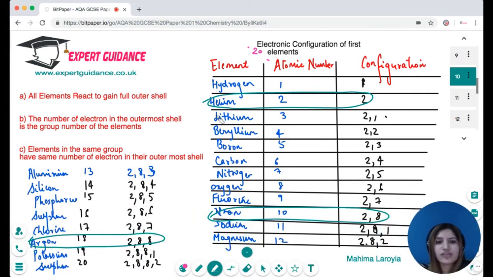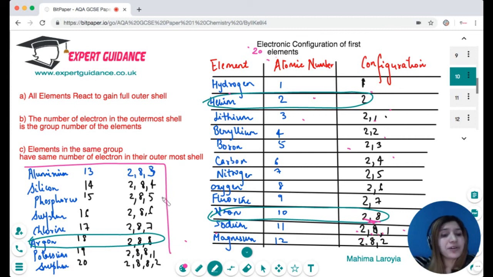So hydrogen, helium, lithium, beryllium, the atomic number is mentioned. So the electronic configuration with atomic number 1 would be 1, with 2 is 2, then with 3 we'll have a new shell, 2 1, 2 2, 2 3, and so on. And once all 8 electrons are filled in the second shell, with sodium we have another shell, so 2 8 1. So this is the electronic configuration of the first 20 elements.